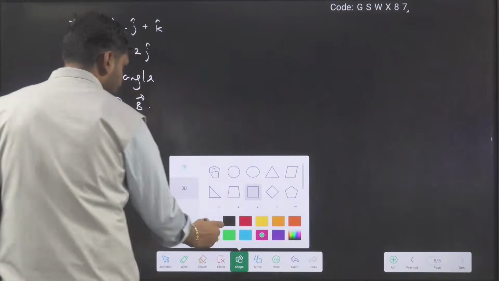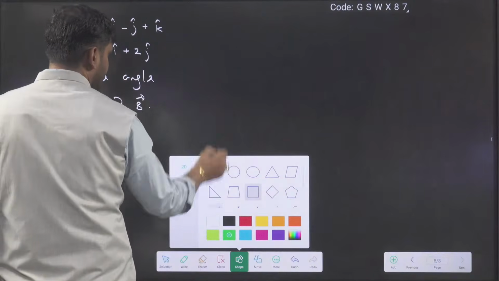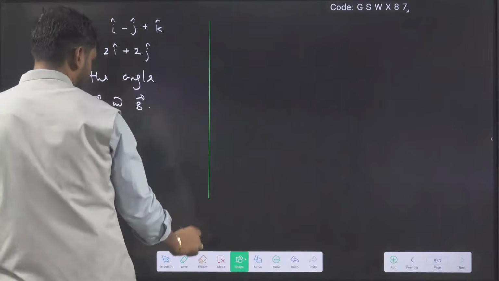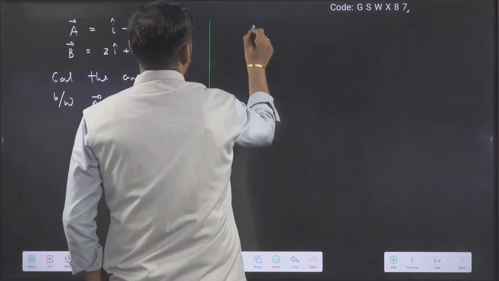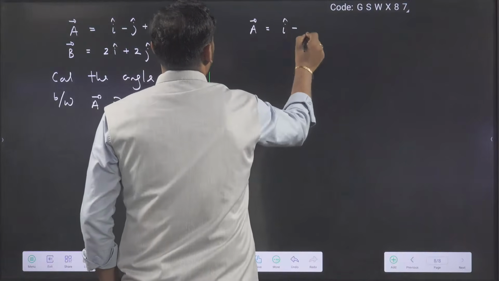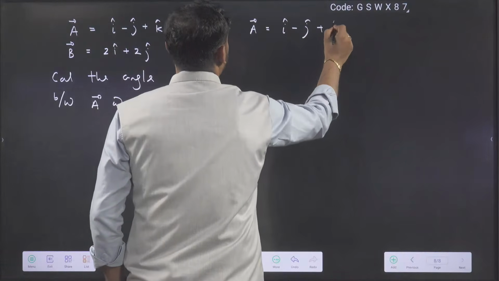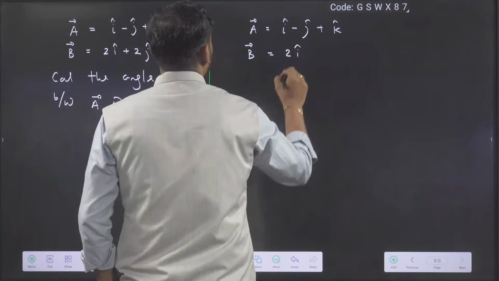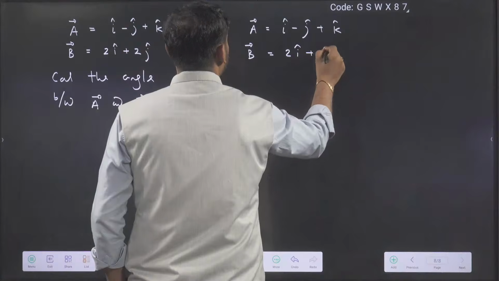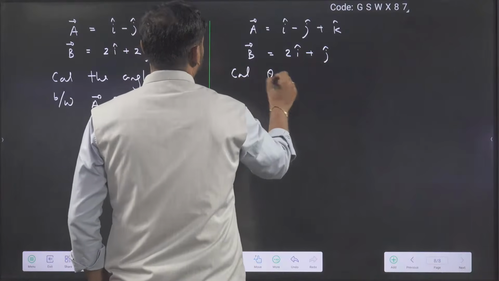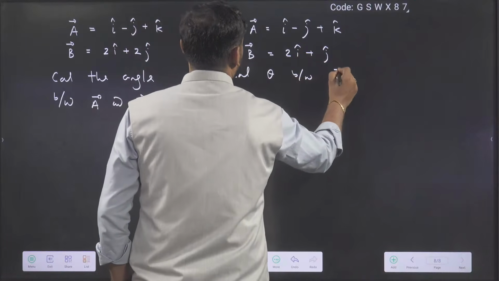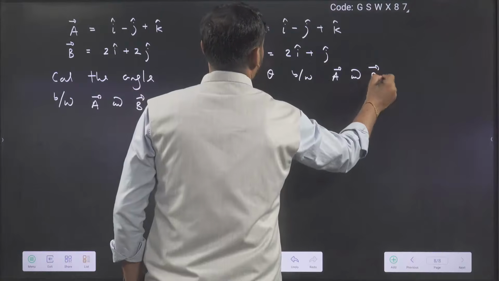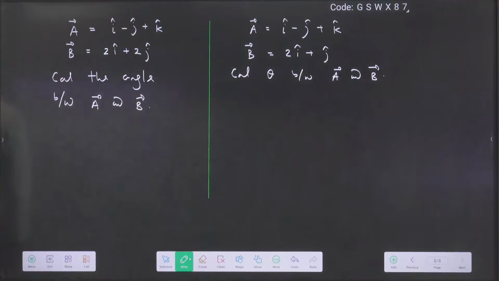So I am writing two questions side by side. This one and another one. Another one is A vector is equal to I cap minus J cap plus K cap, and B vector is equal to 2I cap plus J cap. Calculate theta between A vector and B vector. चलिए, come on. Both the questions.